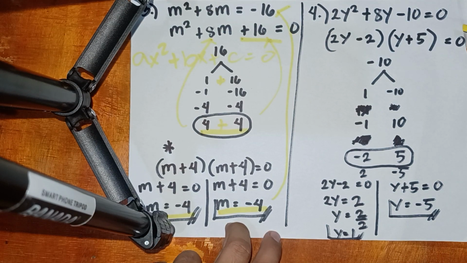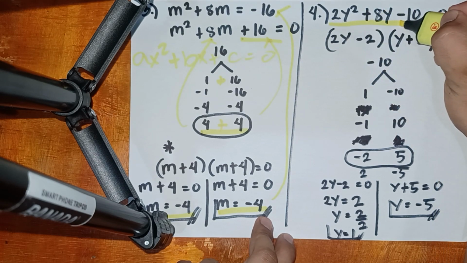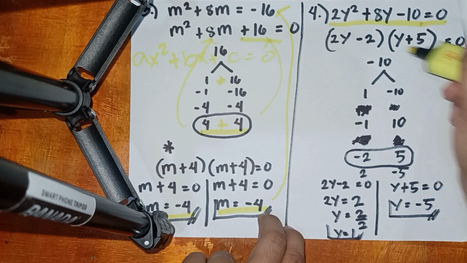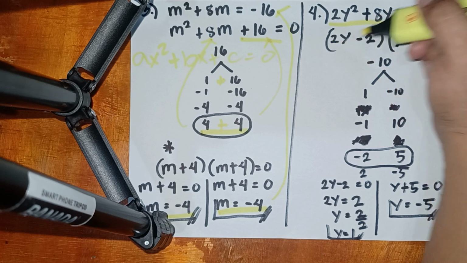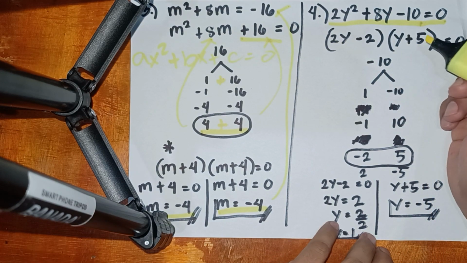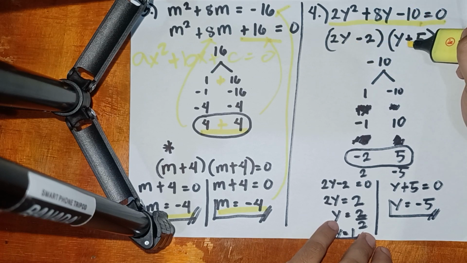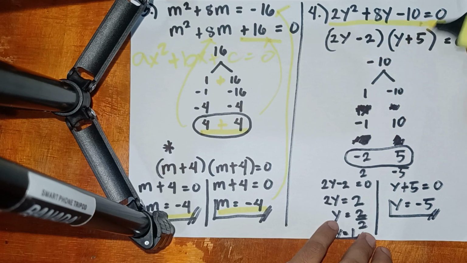Alright, for number 4, 2y squared plus 8y minus 10 is equals to 0. So this time, there is a numerical coefficient for y squared, which is 2. So, no need to worry about that. All you need to do is to use 2y, and the other one would be y. And then if you're going to multiply that, that will result to 2y squared. So, let's check. Let's first get the factors of negative 10.